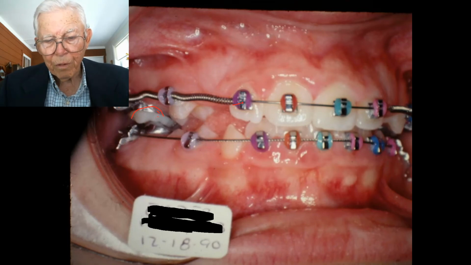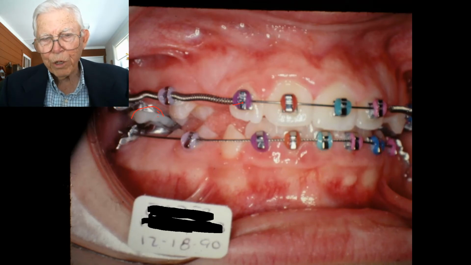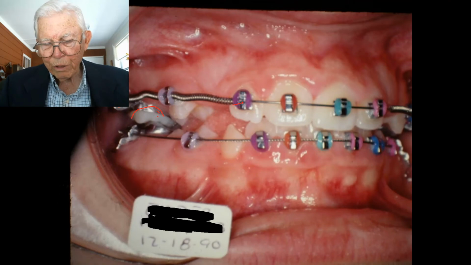It could have not happened at all if somebody had been watching this and knew how to treat an ectopic erupting tooth. But this went untreated. Now, I didn't see the case until after the whole thing was over, and what caused it was the big space in the centrals right there.